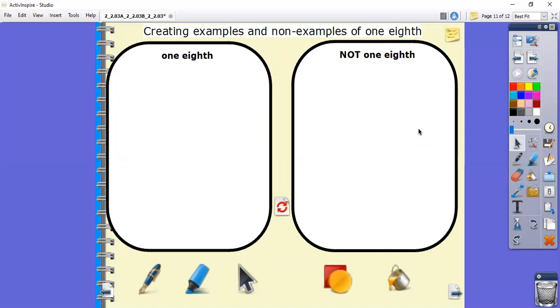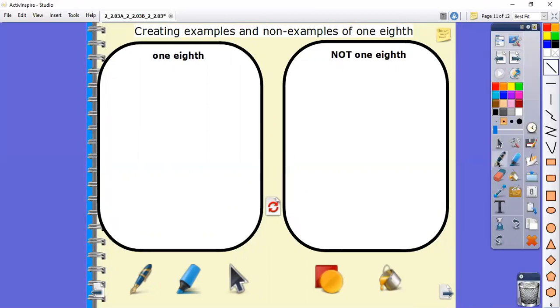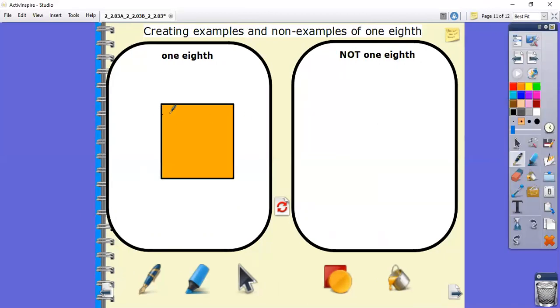We're going to look at some things that are eighths. So anytime that you have something that is cut into 8 pieces, that is what we're going to be using as an example to show eighths. So here I have a shape.